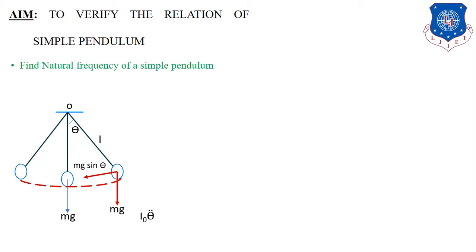Now, to start oscillations, we have to give a small angular displacement theta. You can see that here we give a small angular displacement, that is theta, so our system will start vibrating. If we give the small angular displacement theta, in the opposite direction the inertia torque will be generated, that is I0 into theta double dot. And the force due to the mass m is mg sin theta.